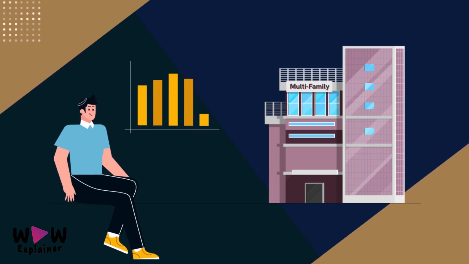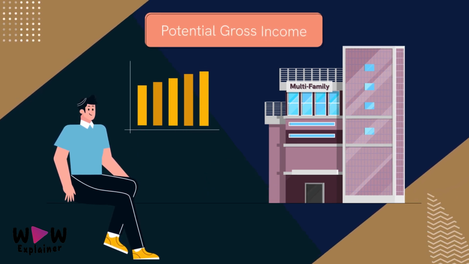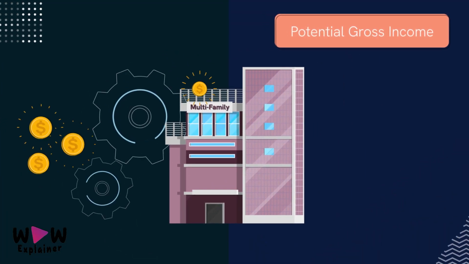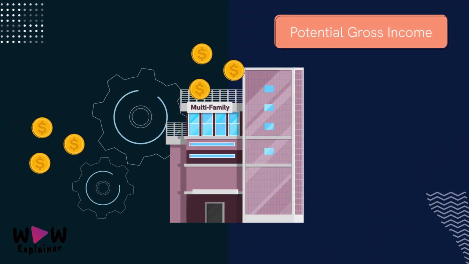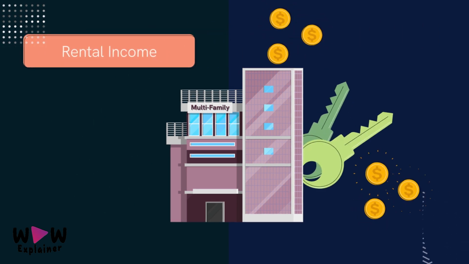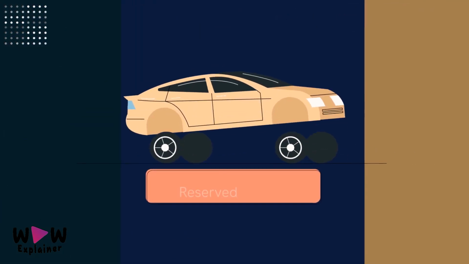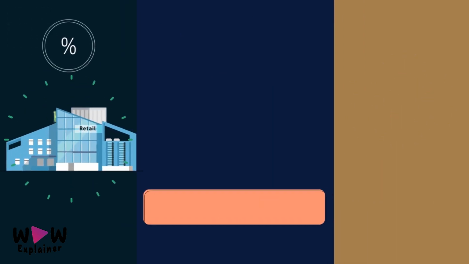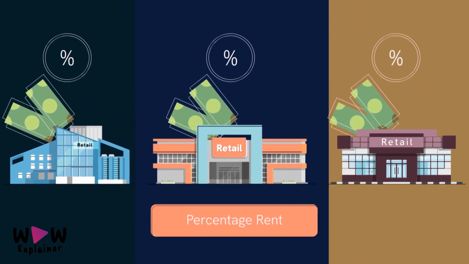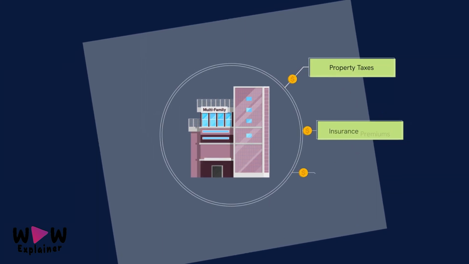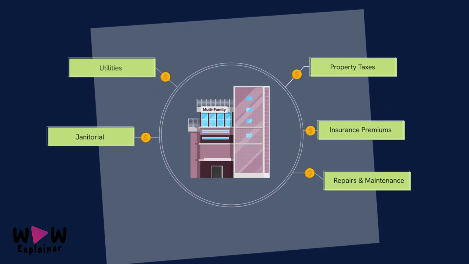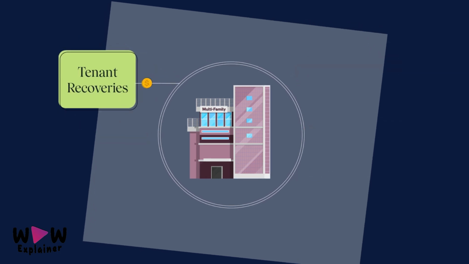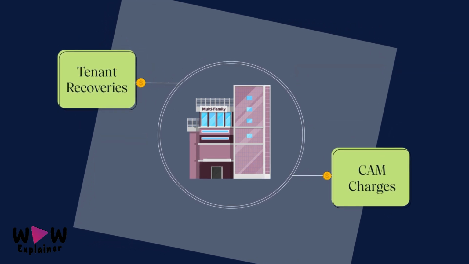To calculate NOI, first determine potential gross income, PGI, for the property. PGI represents the income an investment property would generate at full occupancy. It includes rental income, as well as other sources like reserved parking or storage fees, signage fees, and percentage rent from retail tenants. In commercial leases, tenants may also reimburse landlords for operating expenses by means of expense reimbursements, tenant recoveries, or CAM charges, which can be substantial.